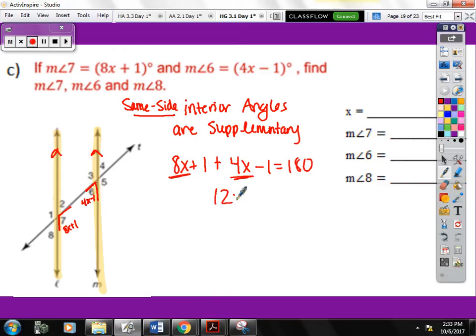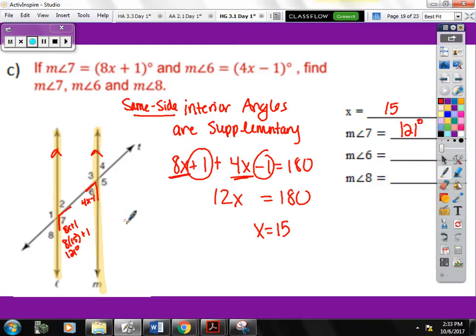Combining our like terms, 1 minus 1 is 0. And then we would divide to get x is 15. Take the 15 and plug it back in, and we should get the measure of angle 7 is 121 degrees. The measure of angle 6, we'll do 4 times 15 minus 1, which would be 60 minus 1, which is 59.